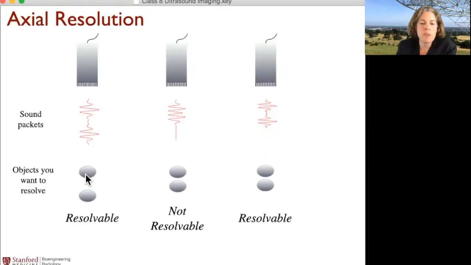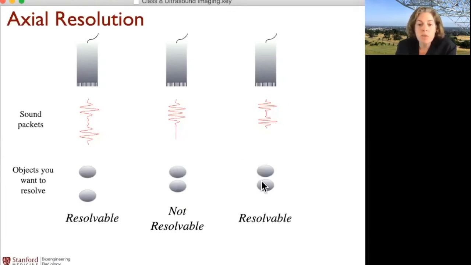You have maybe 2 objects. There's going to be an echo coming back from the first object, an echo coming back from the second object. And if the computer sees them as different, then they're resolvable. If the computer sees them as overlapping on top of each other, then it's just going to look as if it's one big blob and it's not resolvable.